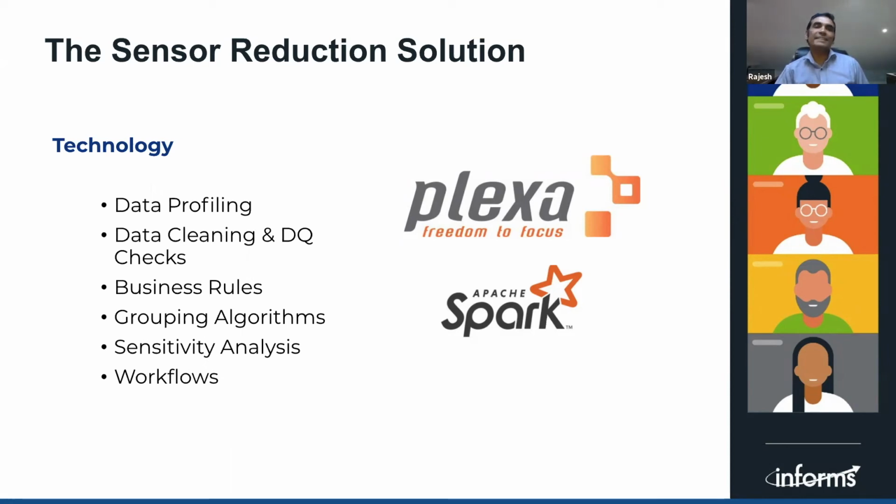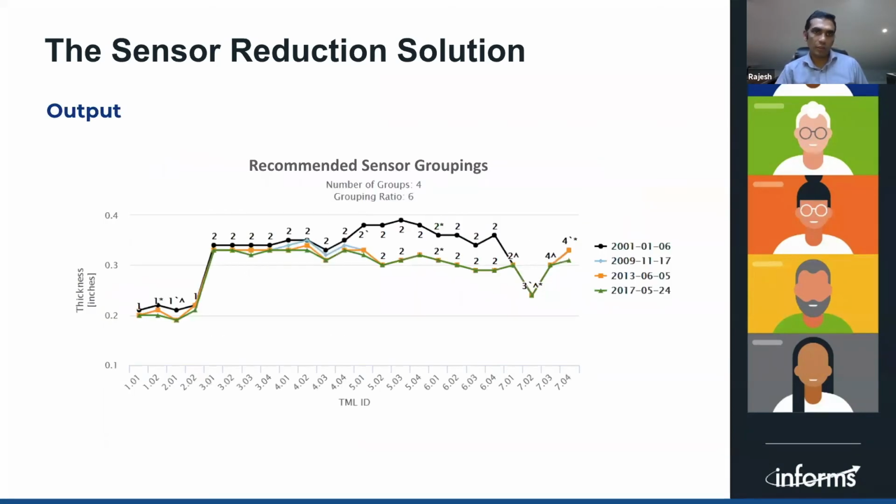And once we did the recommended groups, we need some user to go in and see the impact of it using the sensitivity analysis. And then we add a workflow to allow them either to accept or override the recommended group on the sensor placement. So this was a total solution built with Plexa with Apache Spark in the background. So what did we get?